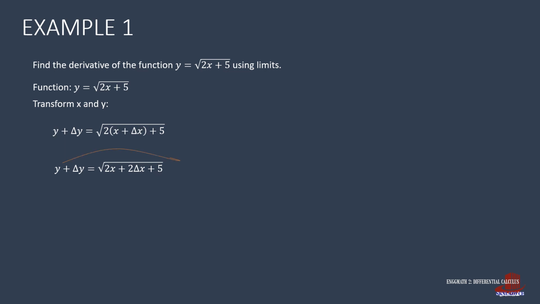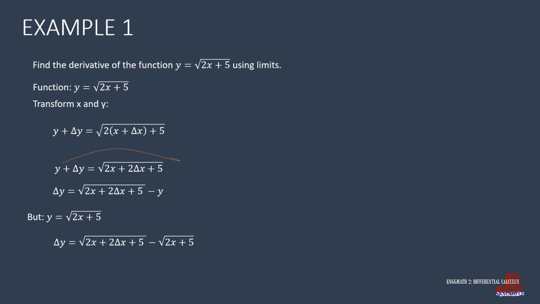Next is to transpose y to the x expression, but remember that the premise has given y as the root of 2x plus 5. So we have delta y as equal to the root of 2x plus 2 delta x plus 5 minus the root of 2x plus 5.